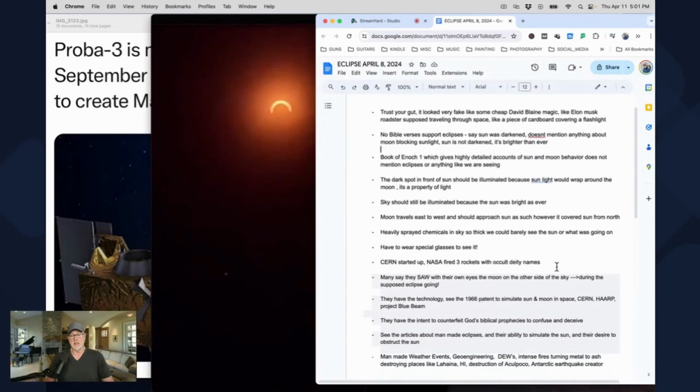In the book of Enoch, Enoch 1, it goes into tremendous detail about the sun and moon behavior. And it does not talk about eclipses. The path of the moon does not cross in front of the path of the sun. It just doesn't. So I don't see anything in Enoch that would support a moon blocking sunlight. So here's the other thing.